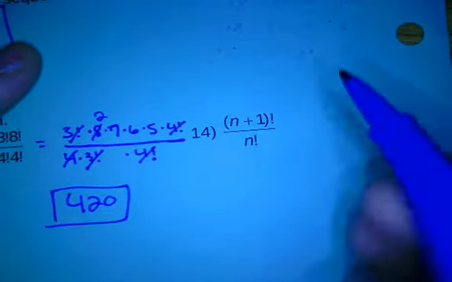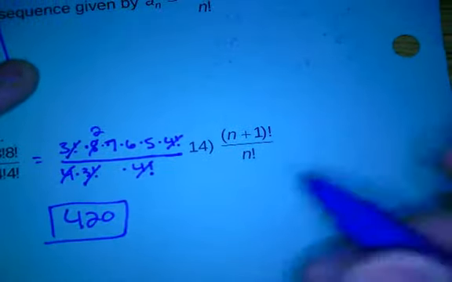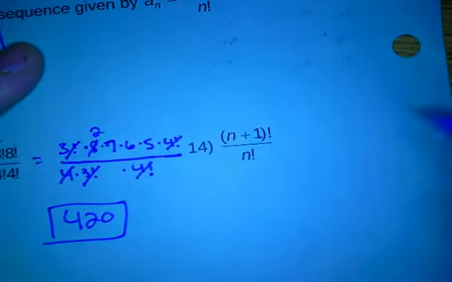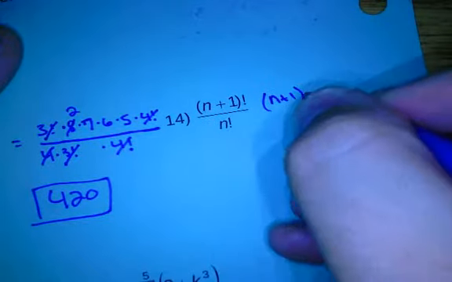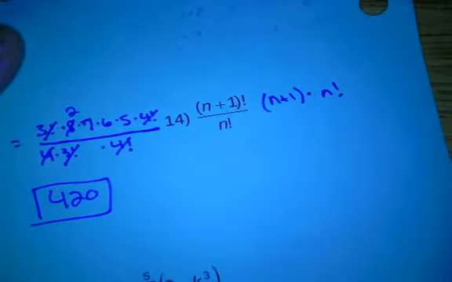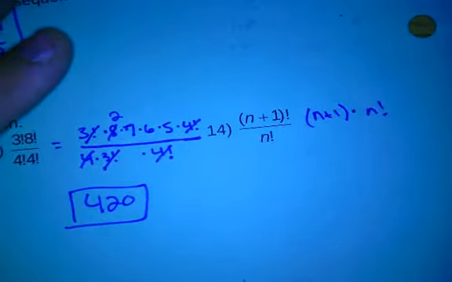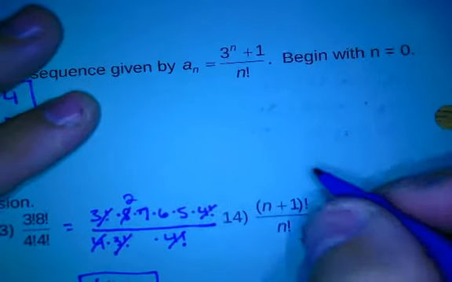Which one's bigger, n plus 1 factorial or n factorial? I'm going to keep writing down the n plus 1s until I get to the n factorial. So this is going to be n plus 1 times n factorial on top. Do you agree with that statement? Sure. You don't believe me?